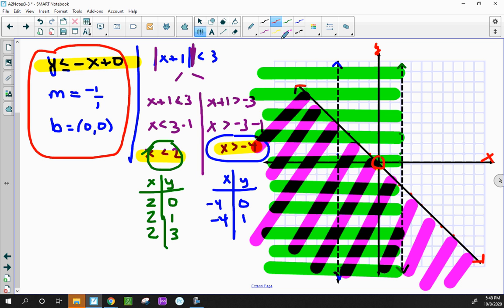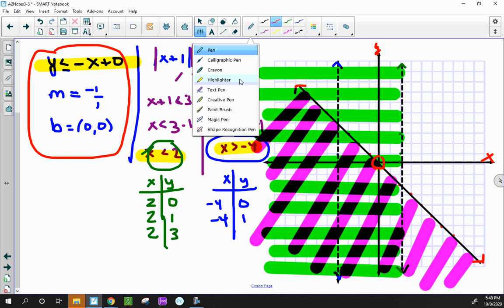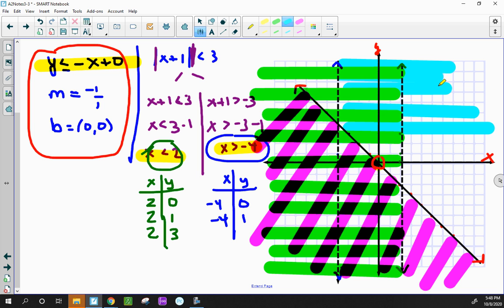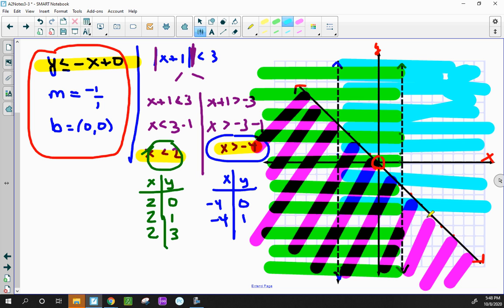Alright, to finalize this, I need blue. I need greater than negative 4. Here's the line that represents that. Greater is above, and so in this case it's going to be to the right. So all of this stuff needs to be shaded blue, like the whole section. Just make it a little bit faster using these lines.